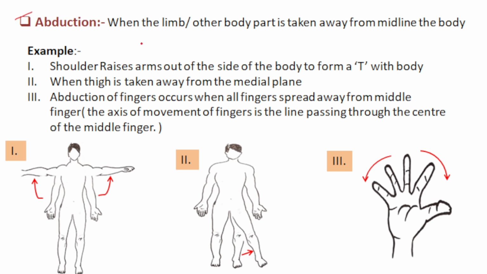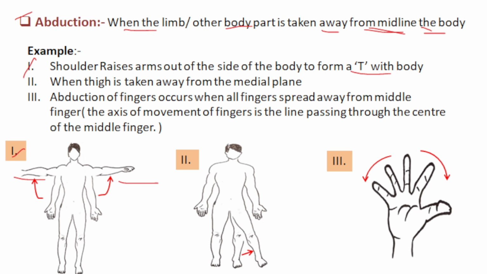Then the next concept is abduction and adduction. First, abduction. When the limb or other part of the body is taken away from the midline of the body. The example of abduction is the shoulder raising the arms out to the side of the body to form a T with the body. You see in the first picture that the shoulder is raised, so the body forms a T shape and both arms are moved away from the midline of the body.